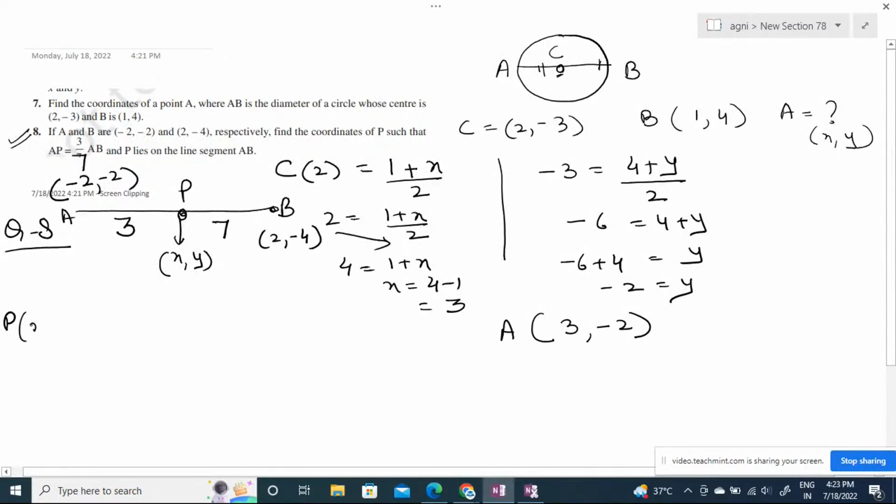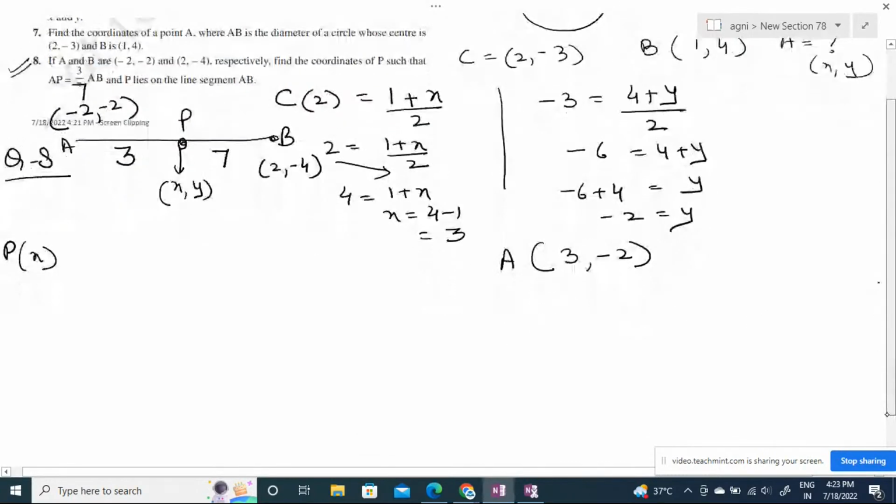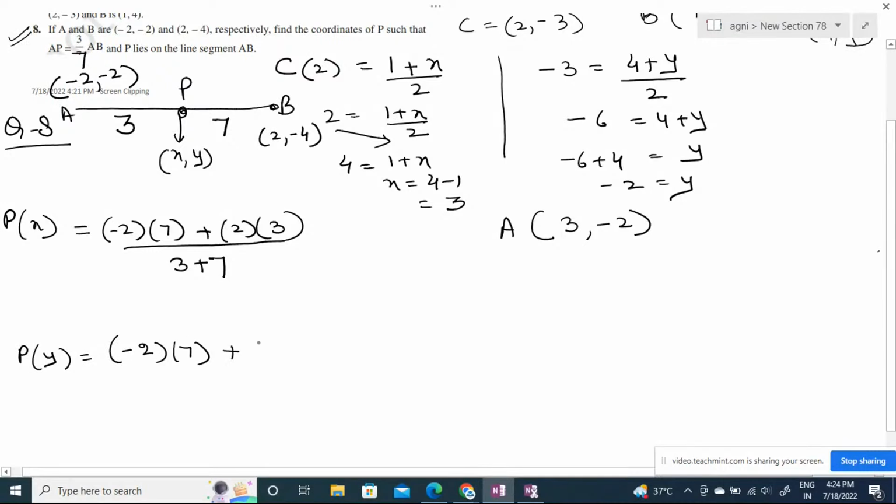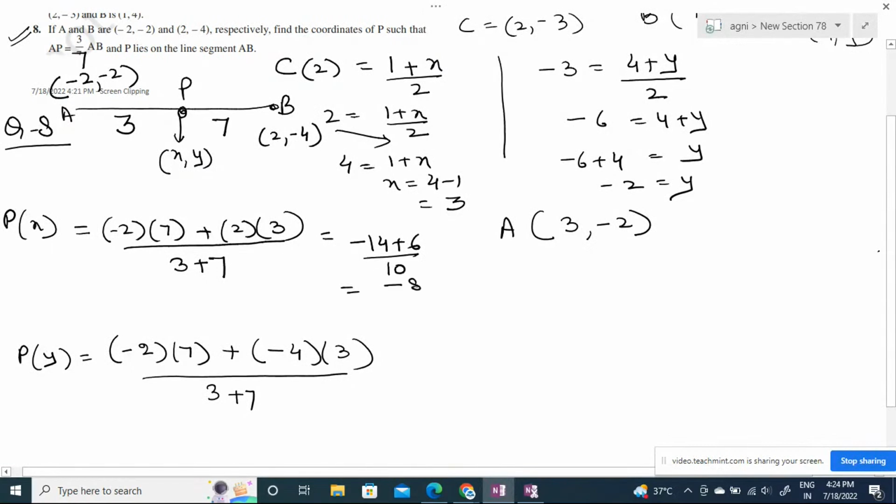Now we have to find PX. You are intelligent enough to know how we will find that. So -2 with 7 plus 2 with 3, the X coordinates of both, over 3 plus 7. Now for PY we have -2 with 7 and -4 with 3 over 3 plus 7. Which is equal to -14 plus 6 by 10. Here we get -8 by 10. That is -2 by 5.